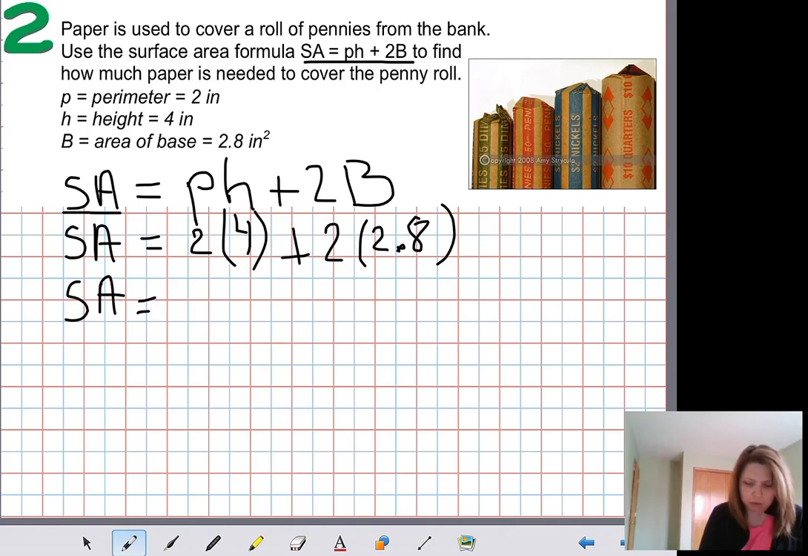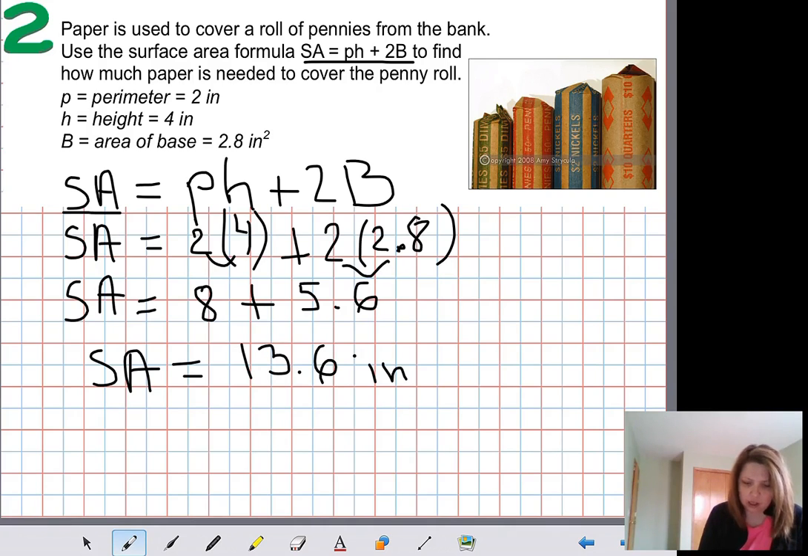So the surface area will be equal to 2 times 4 here, we get 8, plus 2 times 2.8. 2 times 2.8 is equal to 5.6. So for the final answer here, we just need to add 8 plus 5.6 and we'll get 13.6 inches you need in order to get that paper wrapped up. That will be inches squared actually. So inches squared because we are talking about surface area.